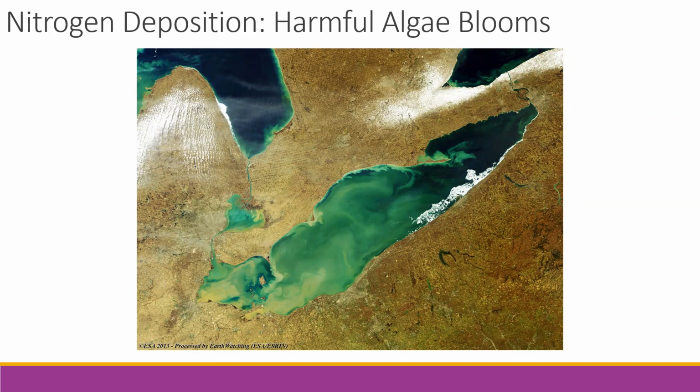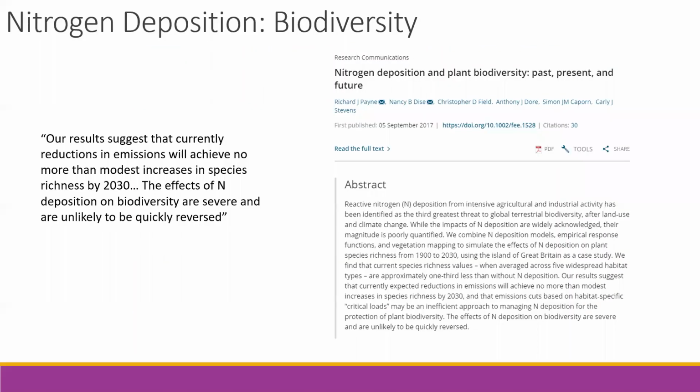You can also get eutrophication from nitrogen deposition, where these microorganisms actually sap the oxygen out of these aquatic ecosystems, basically killing everything in it, which is a huge problem. And nitrogen deposition can also have very negative effects on terrestrial plant biodiversity. And reductions of biodiversity make ecosystems less capable of reacting to huge changes such as climate change.